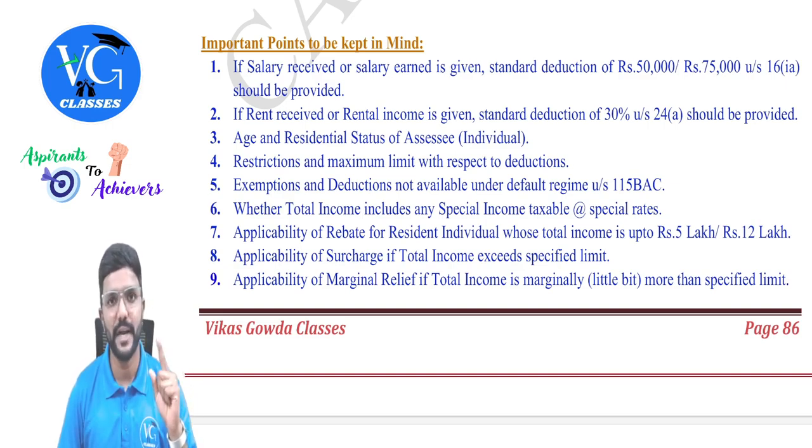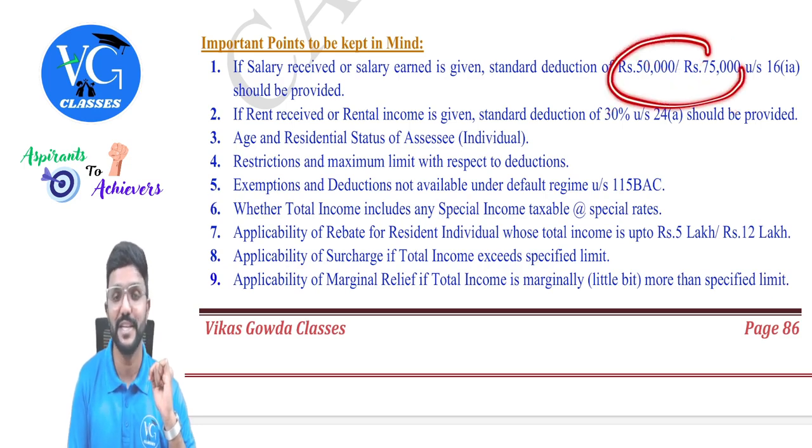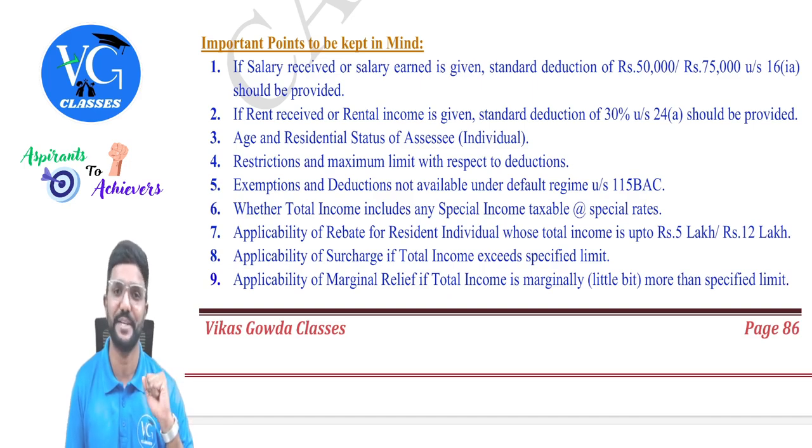If an employee has retired and is receiving pension income, it will be taxable in the hands of the employee under the head salary. But if the employee has died and the family members are receiving the family pension, it will be taxable in the hands of the family member under the head other sources. And for that, there is no deduction of 50,000 or 75,000. Please be careful. This deduction is only for the assessee who has salary income.